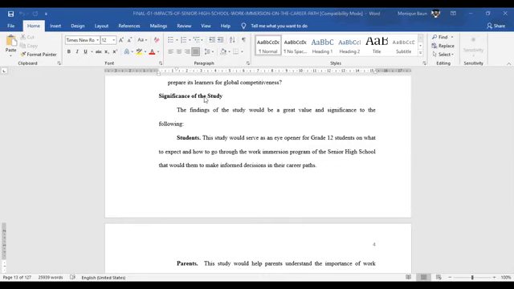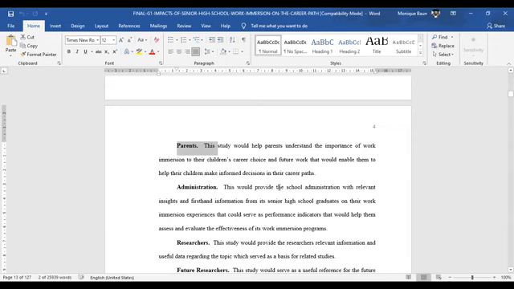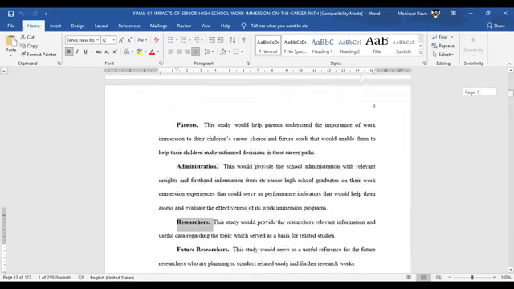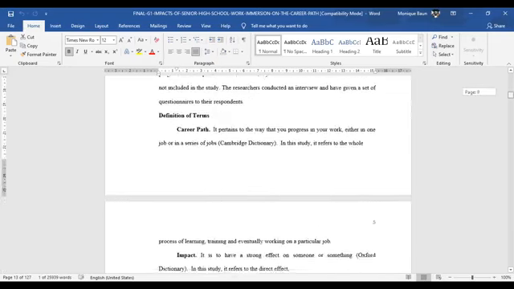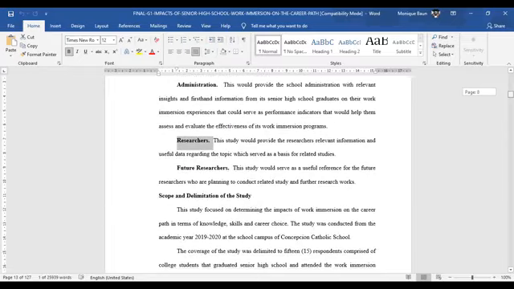The next one is the significance of the study. Okay, so these are the people who will be benefited from your study. Significance to the students. So what is the significance to the students? What is the significance to the parents? Okay, so it depends on your respondents, administration, researchers, and future researchers. So always remember for significance of the study, we always have the students, the researchers, and future researchers.